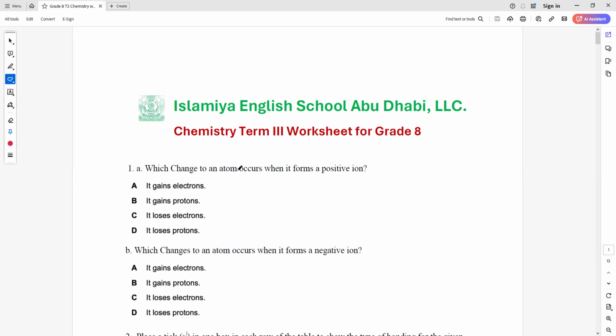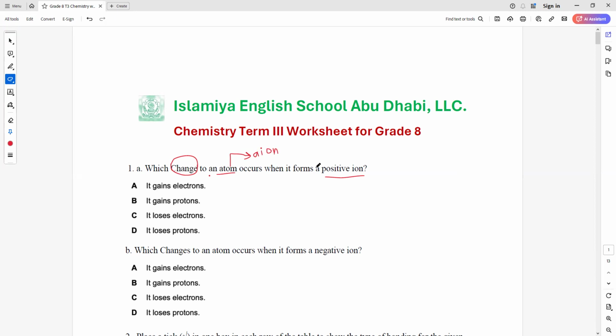which change to an atom occurs when it forms a positive ion? So this is a very easy question, right? So here you should underline the keywords. So what is the change? So we have to underline the change that happens when an atom produces a positive ion, right? So we know that from an atom, we can produce ions, right? So we have two types of ions. They are positive and negative, right?